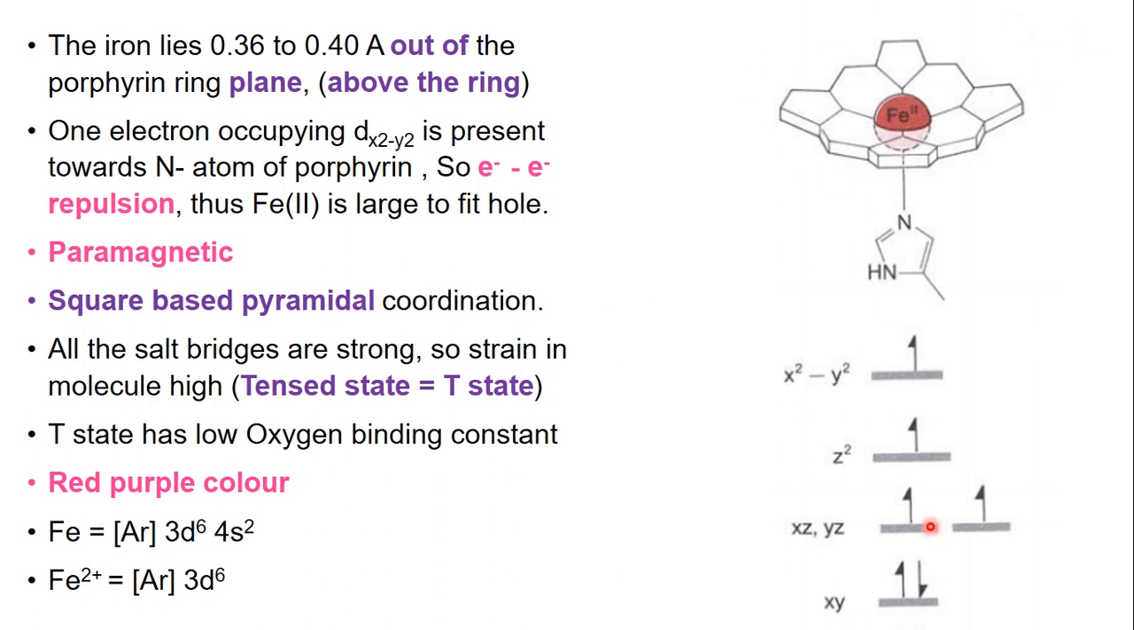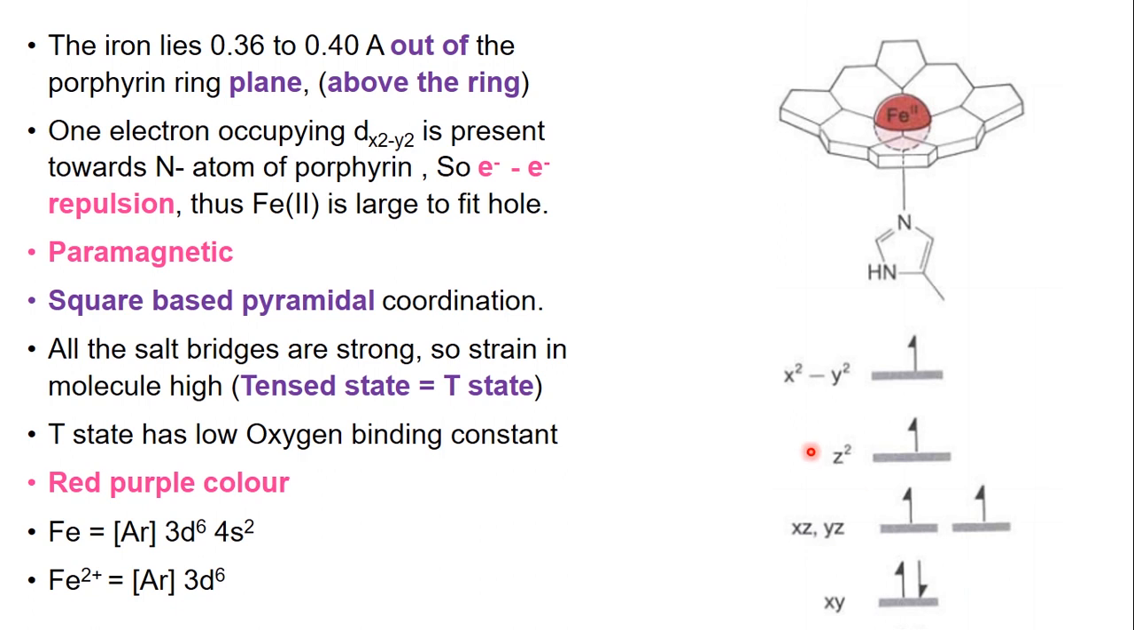Then this is the electronic arrangement for this structure. Here we can see they are in high spin. Since it contains 6 electrons, it will be like 1, 2, 3, 4, 5 and 6. What does high spin mean? There won't be any pairing. That's called high spin.